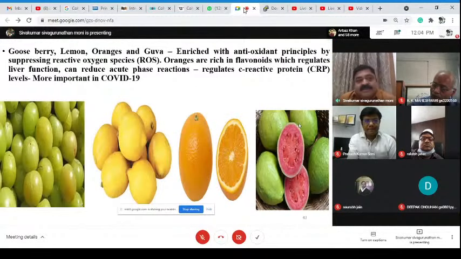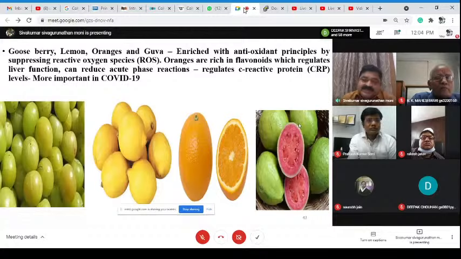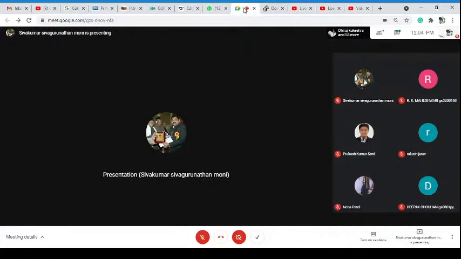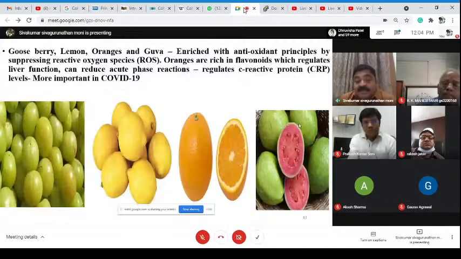There are fruits like gooseberry, lemon, oranges, and guava, which are all enriched with antioxidant principles. Consuming them daily gives more antioxidant principles and suppresses reactive oxygen species. In oranges, flavonoids are more abundant, which regulate liver function, and there are many reports that they can reduce acute phase reactions and regulate C-reactive protein levels also. You know, C-reactive protein is an acute phase protein in inflammatory conditions. So by daily consumption, we can modulate the inflammatory response.